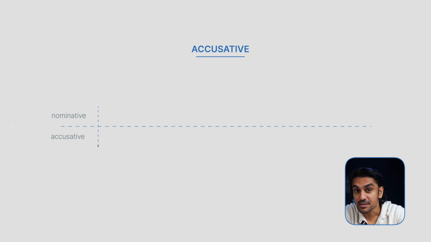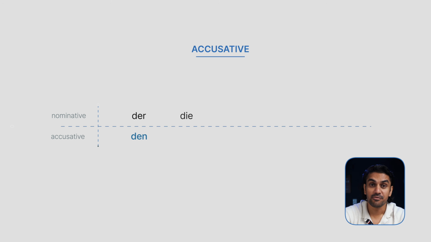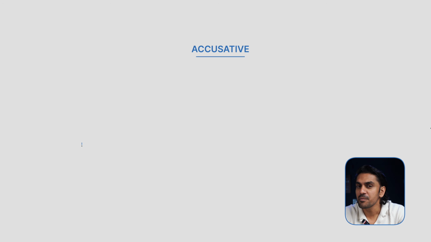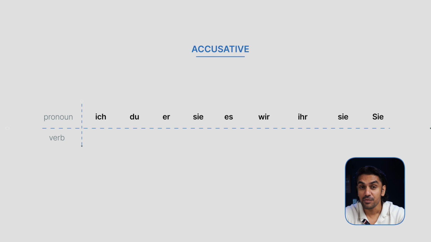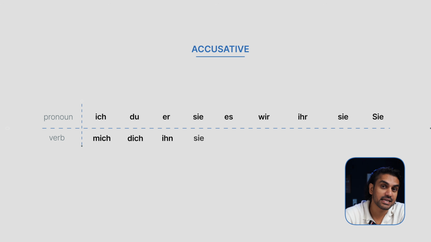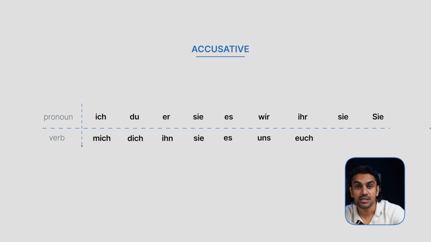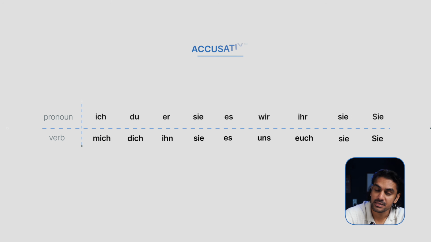The masculine article der changes to den in the accusative form. Everything else stays the same. The feminine die stays die, the neuter das stays das, and the plural die stays die. You remember the personal pronouns we learned earlier. Along with articles der, die, das, the accusative case also has an impact on pronouns. So in the accusative form, ich becomes mich, du becomes dich, er becomes ihn, sie stays as sie, es stays es, wir becomes uns, ihr becomes euch, and sie or the formal Sie stays the same.